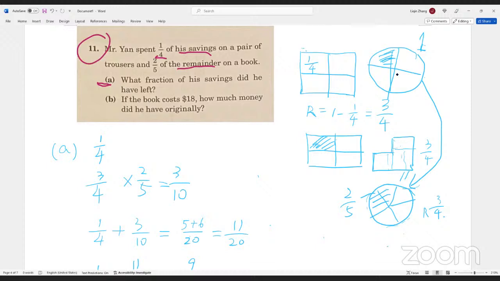So we need to convert the 2 out of 5 to the fraction of the original one. So based on this, we use 2 out of 5 times 3 out of 4, and then we get the fraction based on the original one. So which is the second step. It's 3 out of 4 times 2 out of 5 equals 3 out of 10. This is a conversion for the fraction of the remainder to the fraction of the original one.